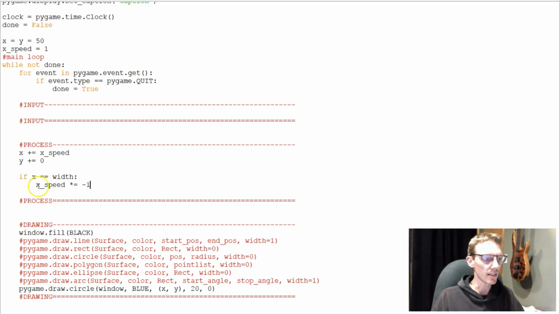Now what that means is take the speed that we're going at, in this case speed is 1, so we're adding 1 to x, we're adding 1 to x, and when we get to the side, we're going to multiply the value of speed by -1, or we're going to change its sign. So 1 times -1 is -1. So now x speed is -1. And the next time we come through our loop, we're going to add to x -1. In other words, we're going to subtract 1.